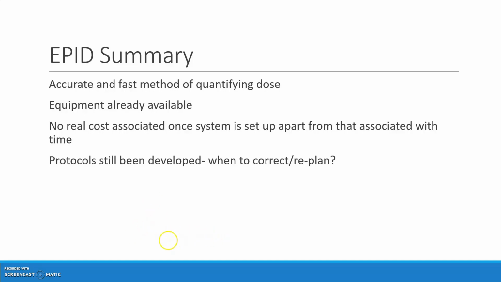Protocols are still being developed in relation to this. So when do we correct? When do we replan? What gamma criteria do we use?